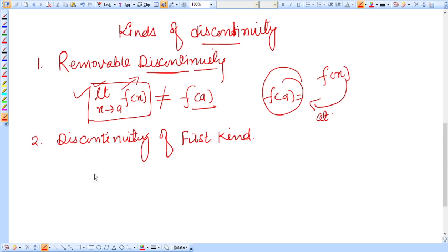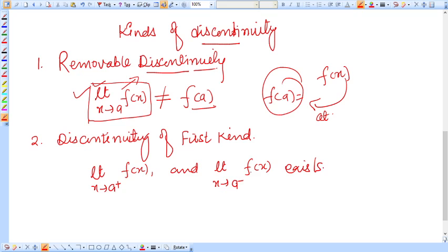But the left hand limit exists and the right hand limit also exists. This limit is existing, and the right hand side limit and left hand side limit exist.